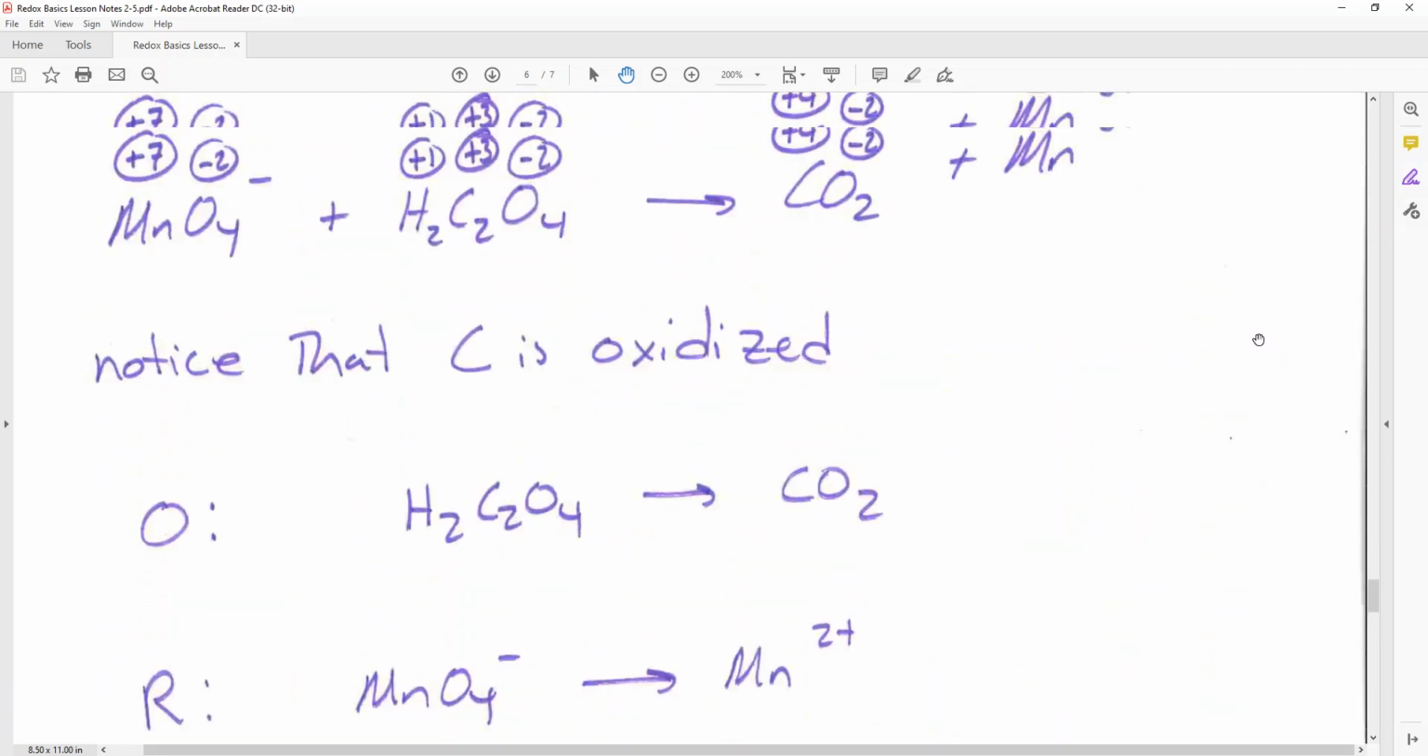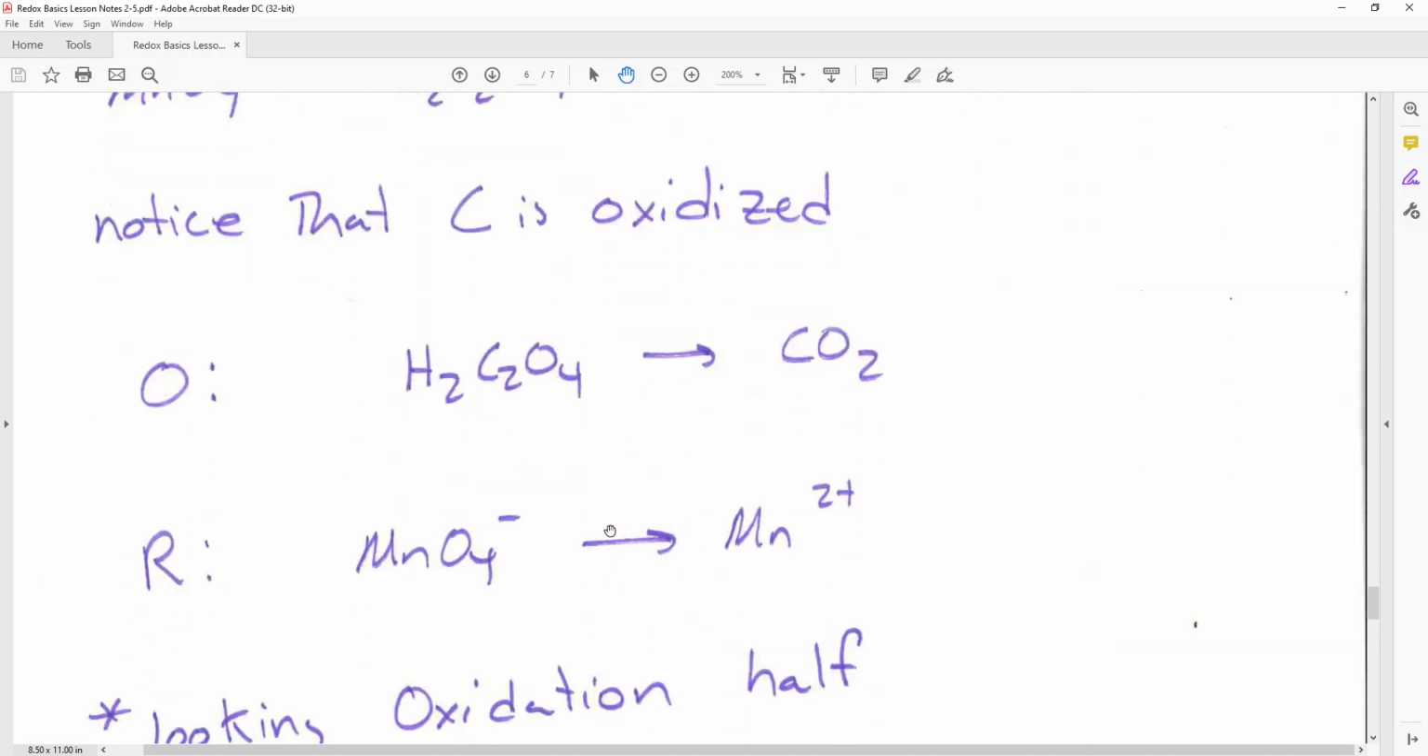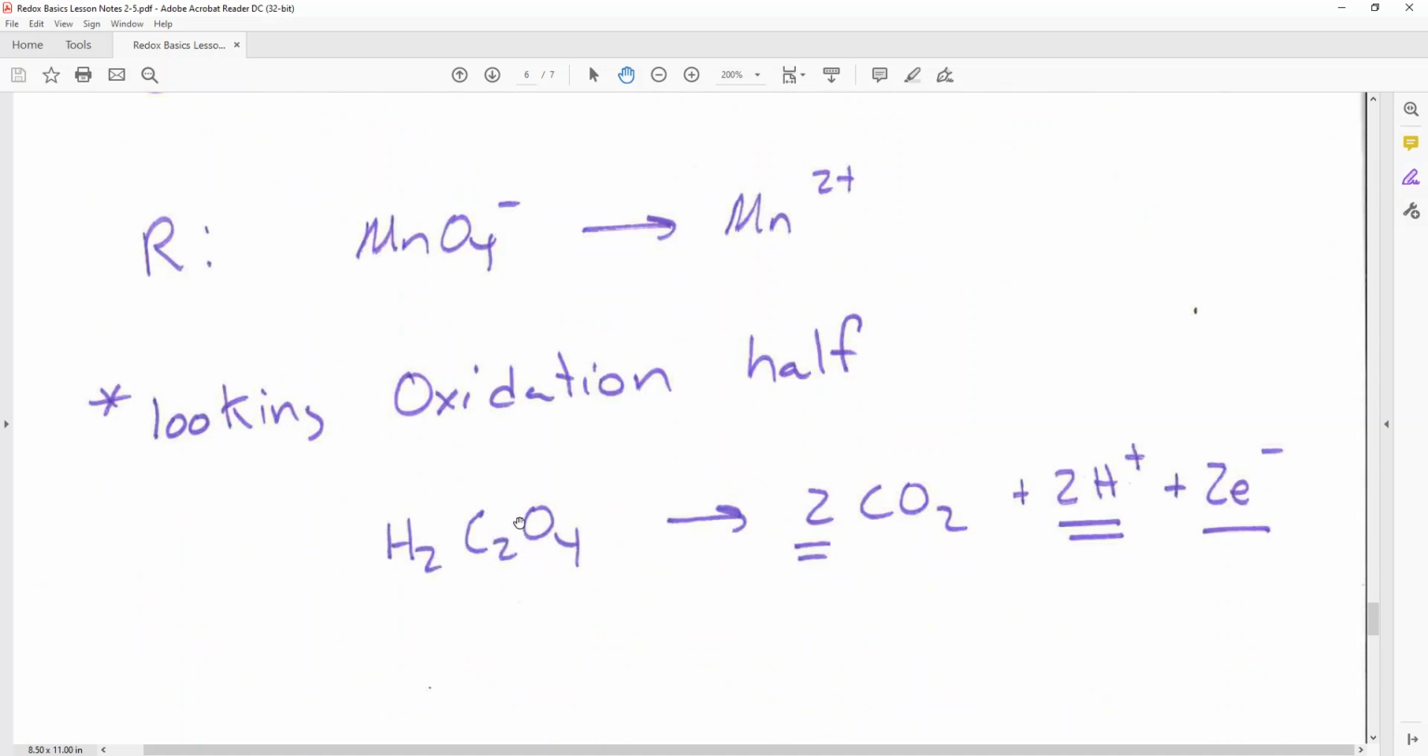And this should make sense. Let's think about it. What are we saying carbon's doing here? Carbon's going from +3 to +4. To go from +3 to +4, a carbon atom has to lose 1 electron. But we have 2 carbons doing it. 2 carbons are going from +3 to +4. So that would produce 2 electrons, and there they are.